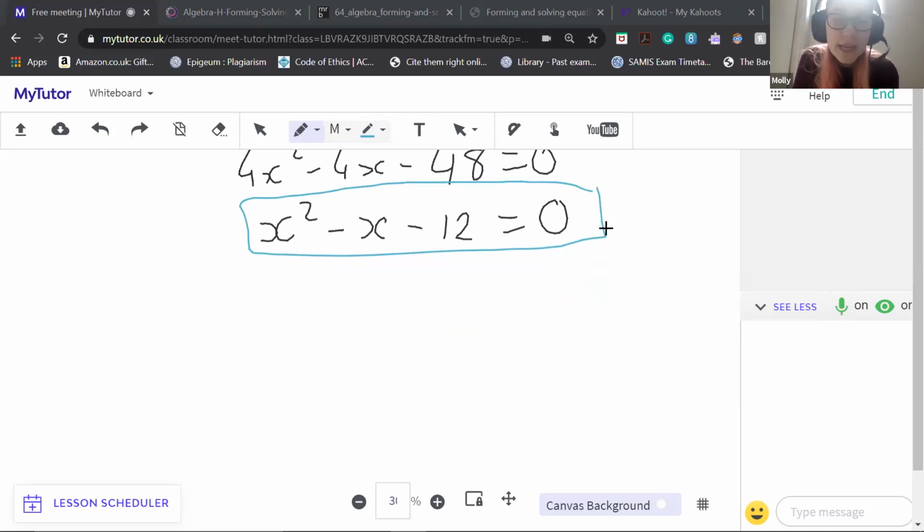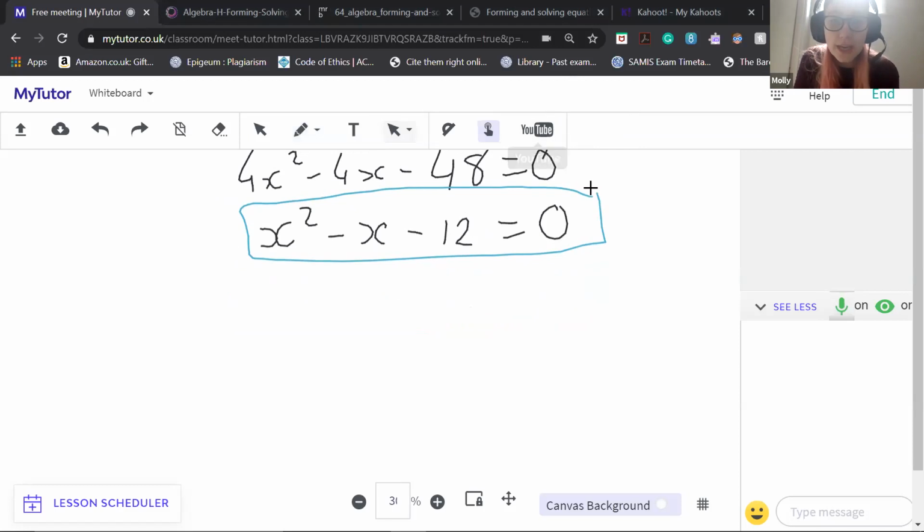So does anybody know how we solve a quadratic equation like this? How do we solve this for x?